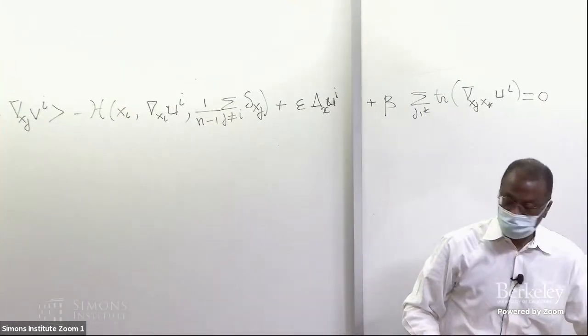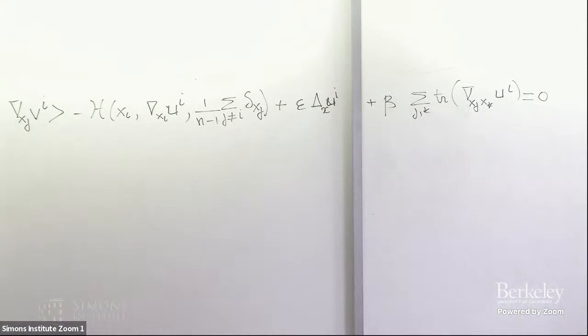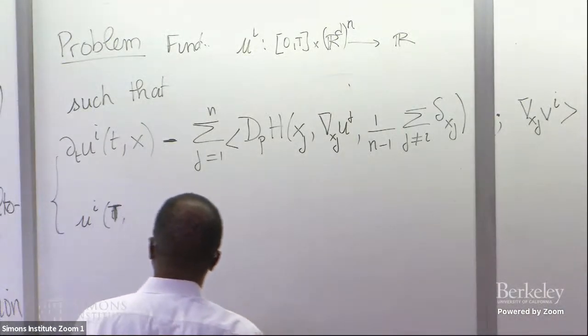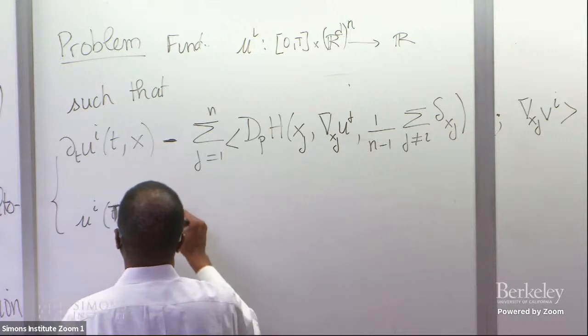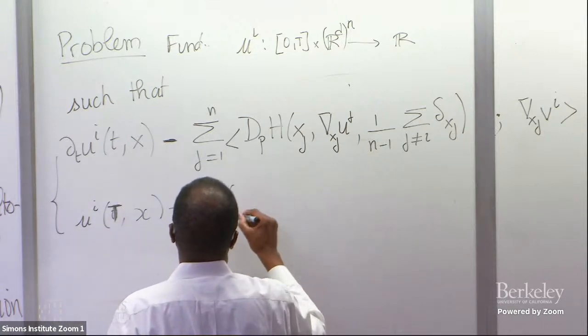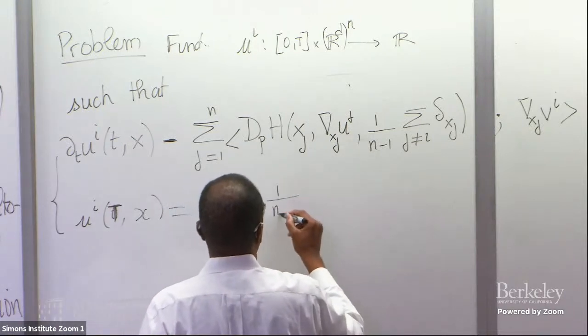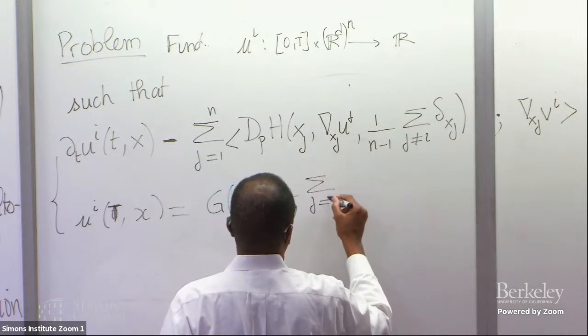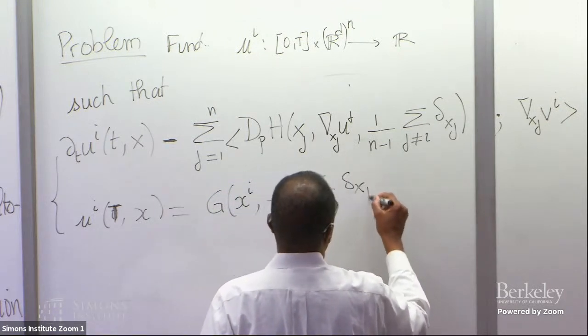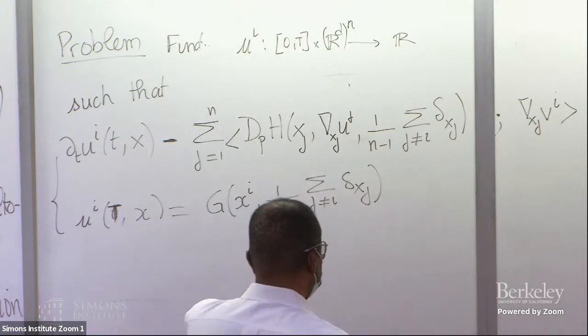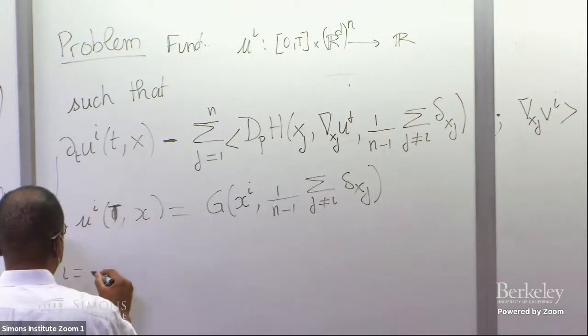Okay, so let me pause here and make some comment. And we are going to impose that u_i of t, capital T, x equal to g_i, g of s_i, 1 over n minus 1, the sum g s_j. And this will be done for i from 1 to n.